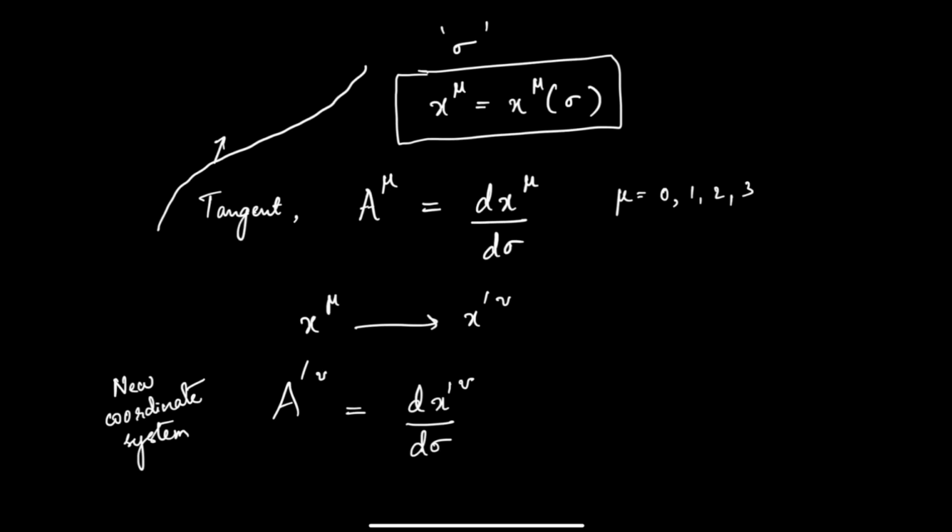Now here one should remember that tangent is an intrinsic property of a curve. So given a curve, the tangent should not change under the coordinate transformation. So the concept of tangent will remain the same. The only thing is that components of the tangent look different in different coordinate systems. That is the only thing. So one has to note that the tangent is an intrinsic property and it should remain the same.